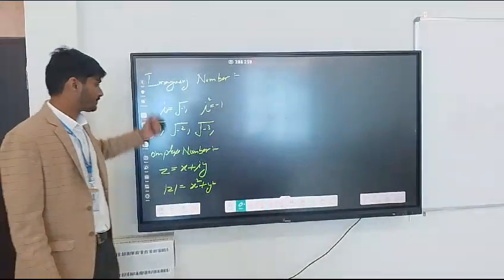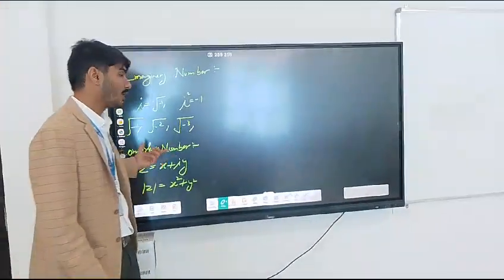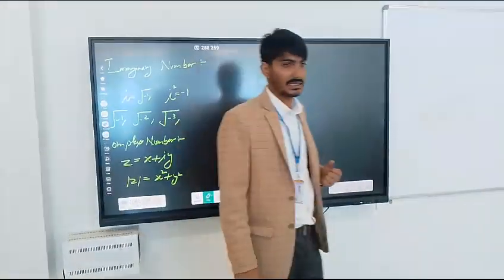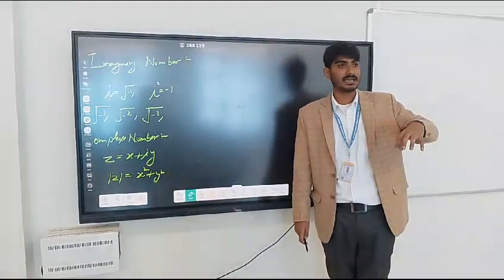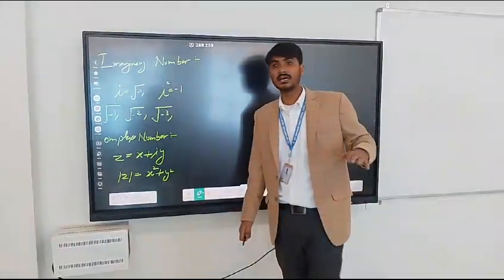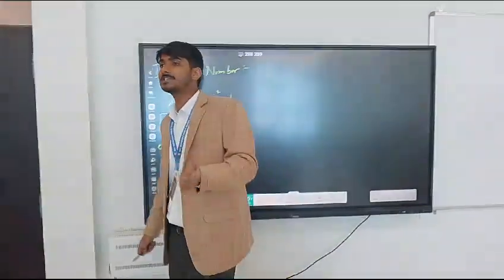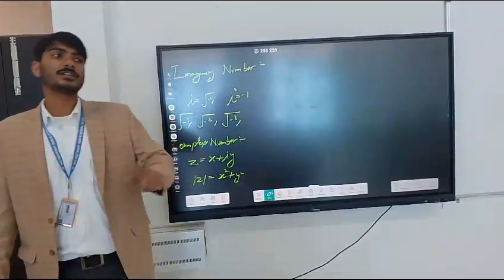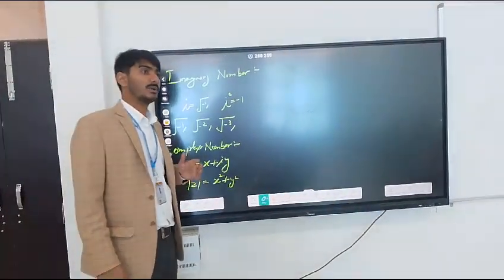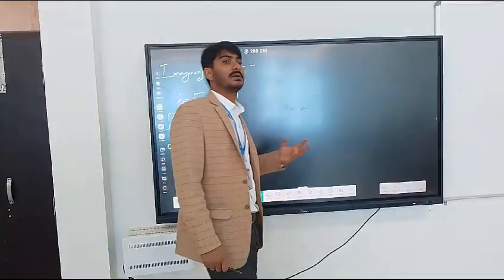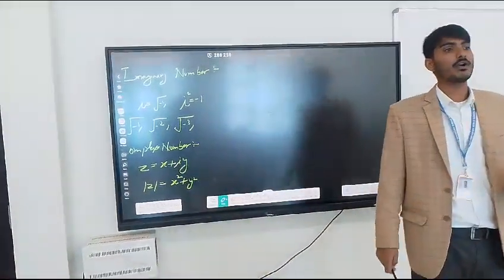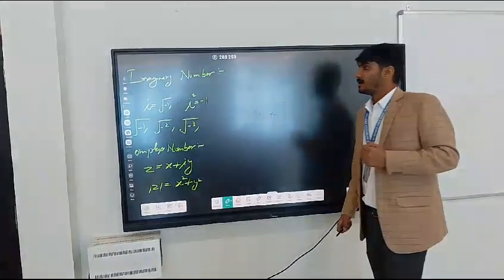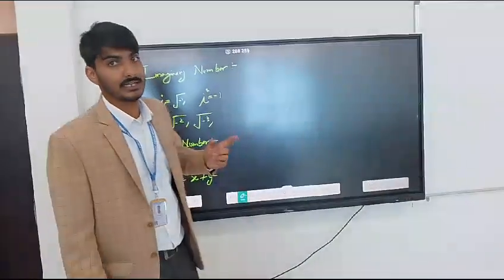Okay. And next come to the definition of the complex number. What are actually complex numbers? The definition is: any number that is in the form of x plus iota y or a plus iota y is called a complex number. Complex numbers are those numbers which are in the form of x plus iota y or a plus iota y. Iota was the sign first given by Euler. Euler was the first scientist who gave the sign iota.